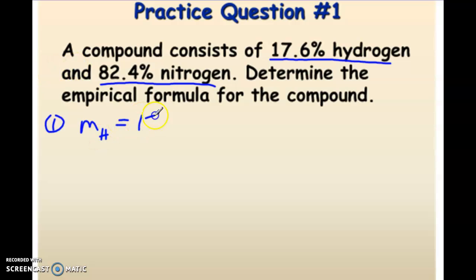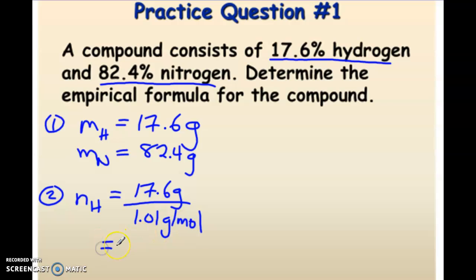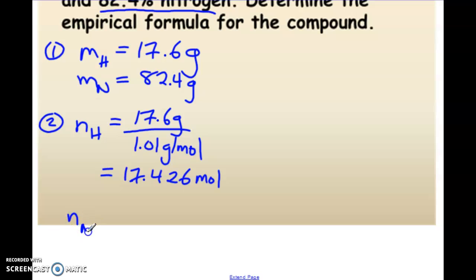So mass of hydrogen, 17.6 grams. Mass of nitrogen, we have 82.4 grams. Step 2, we're going to find the moles for each one. 17.6 grams divided by 1.01 grams per mole is equal to, so 17.6 divided by 1.01. So we get 17.426 moles.